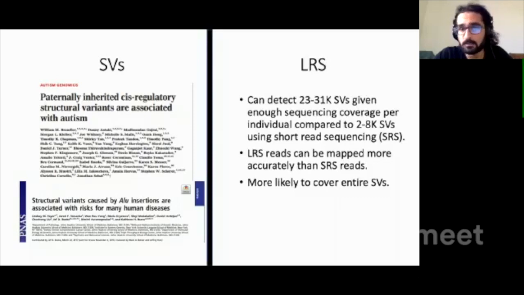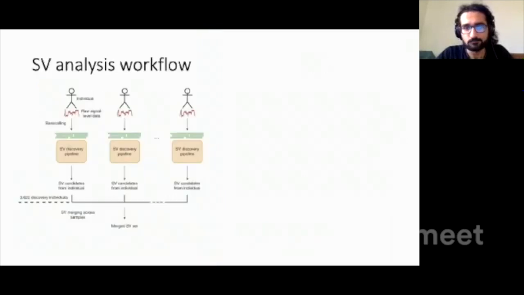For example, again, literature shows that 20 to 30K SVs have been observed using enough sequence coverage per individual compared to 2 to 8K of SVs using shorter sequencing. That is 3 to 5-fold difference from whichever number you're looking at. But more importantly, long-read sequencing reads are able to map much more accurately than short-read sequencing data, and it actually gives us a much clearer identification power for especially SVs, and they also have a much higher likelihood of covering an entire SV using even a single read. But they come with a culprit, and that is high error rate.